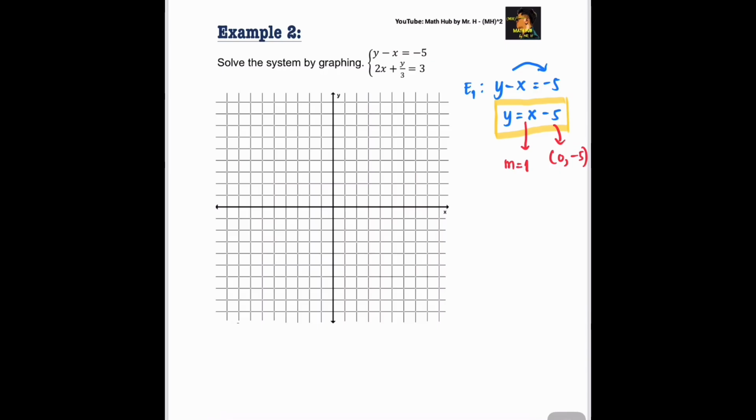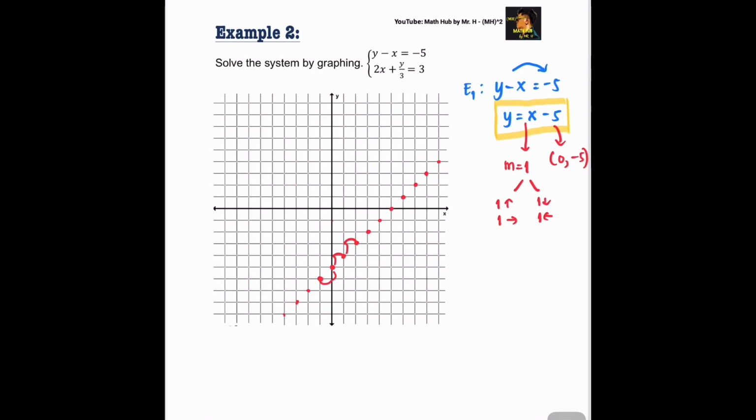Alright, let's plot the y-intercept first. So that's (0, -5) here. And then we count 1 up, then 1 right. So that's the next point. So let's connect the dots. Alright, so that is the graph of the very first equation.